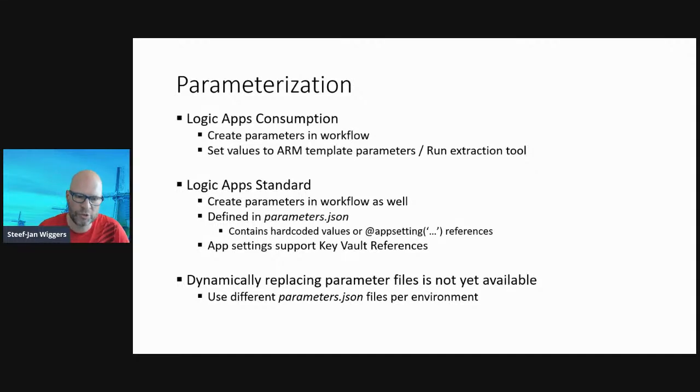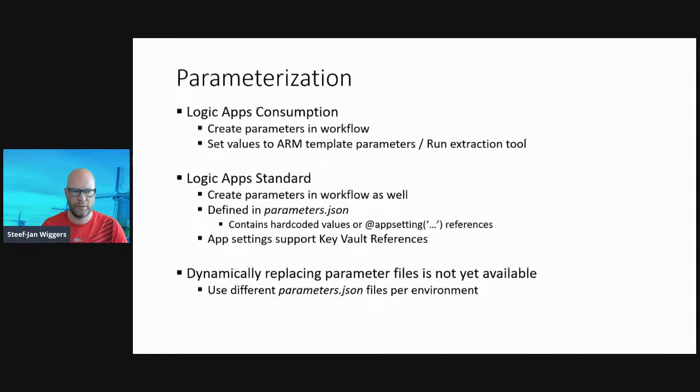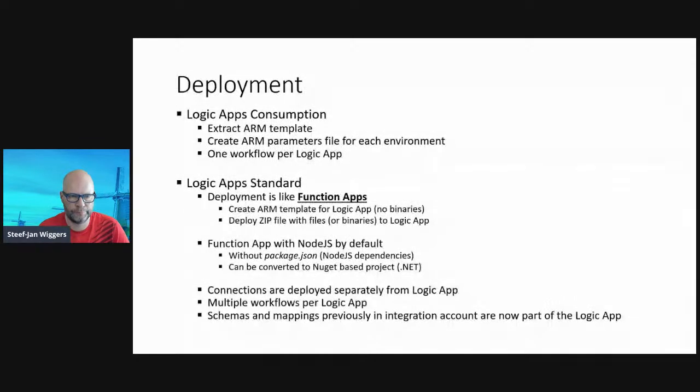The flip side, though, is if you want to have parameters for multiple environments, you still need to create different parameters.json, which is similar to the parameterization for Logic App consumption, where you have multiple parameter files for different environments as well. And then we get to the deployment. So deployment of Logic App consumption is with this extract template. Then you create parameters for each environment, and then you only have one workflow per Logic App. Then you push this to a repo, and then you execute your pipelines.